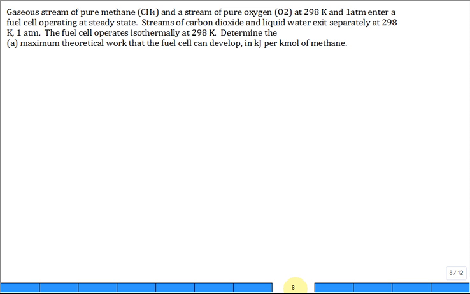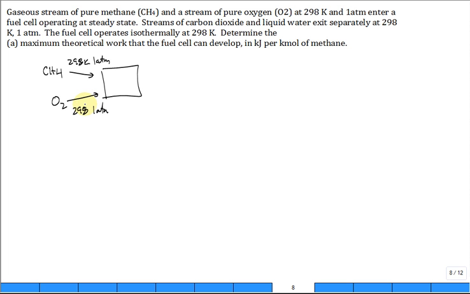We have a gaseous stream of pure methane, CH4, and a stream of pure oxygen, O2, separate streams. Both of these streams are at 298 K and 1 atm.